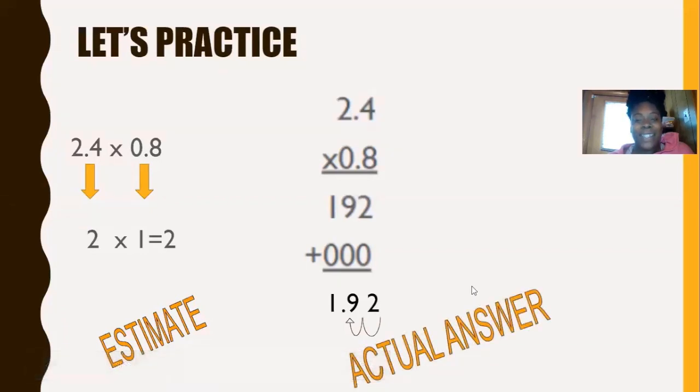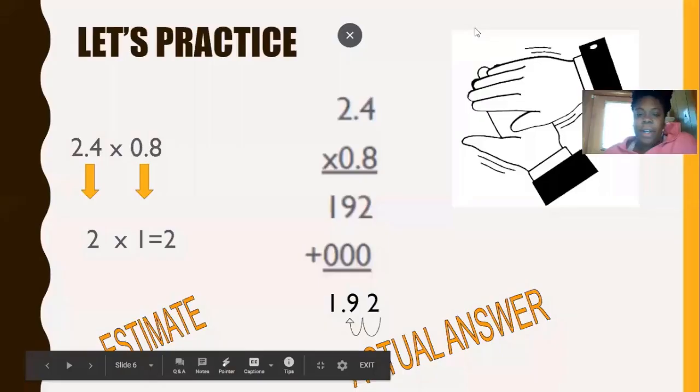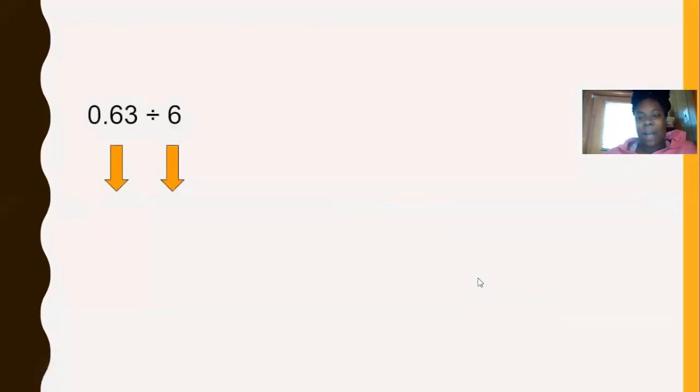So if you got this answer, you did a great job. Good job, boys and girls. Now let's try some division. 63 hundredths divided by 6. Same thing, just different operation.